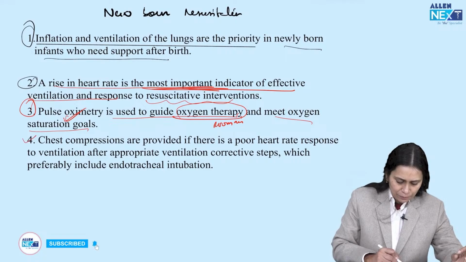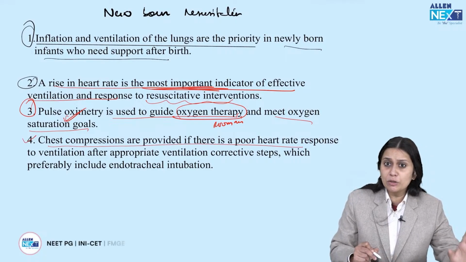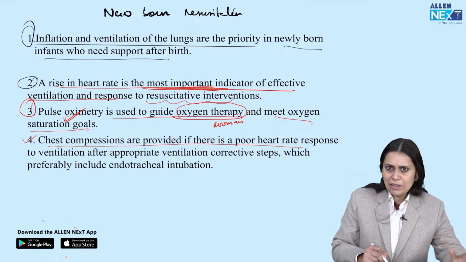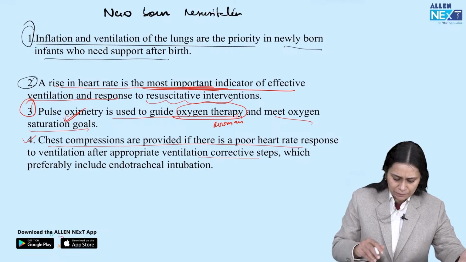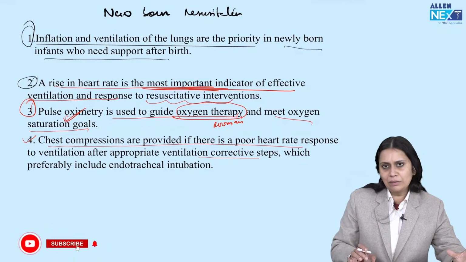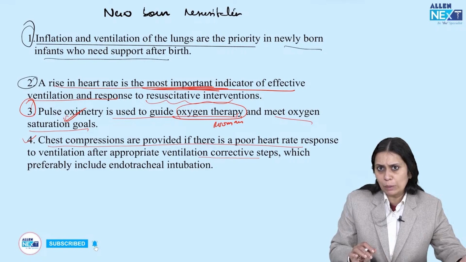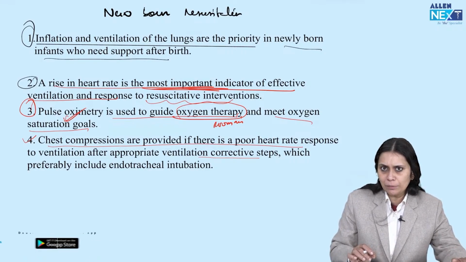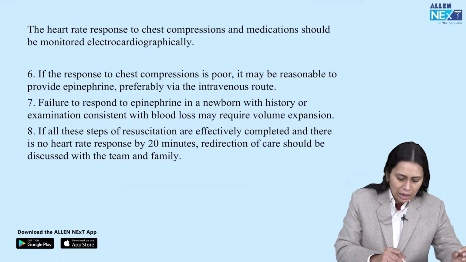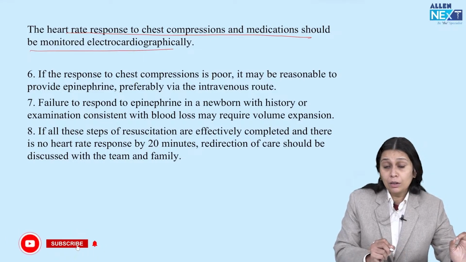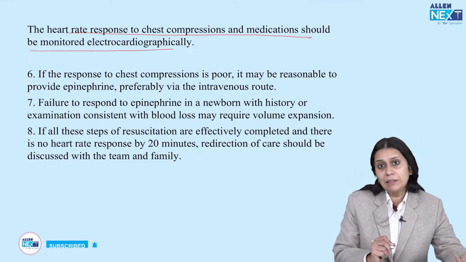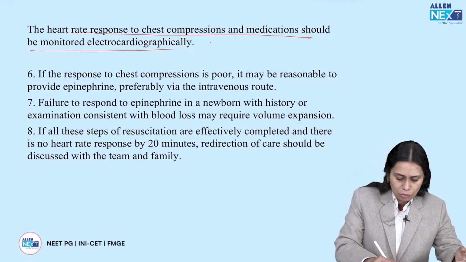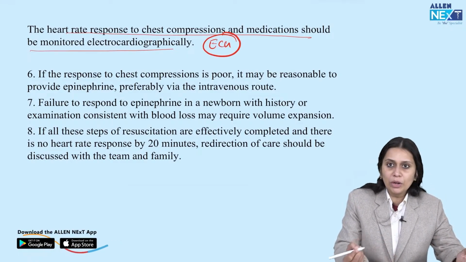Chest compression is provided if there is a poor heart rate response to ventilation. And even after appropriate ventilation corrective steps, if we are still not able to ventilate properly, we start chest compression and we normally intubate. The heart rate response to chest compression and medication should be monitored by ECG. Here, don't try to feel for the pulse as we do in infant, child and adult. Go for ECG monitoring to monitor the heart rate.